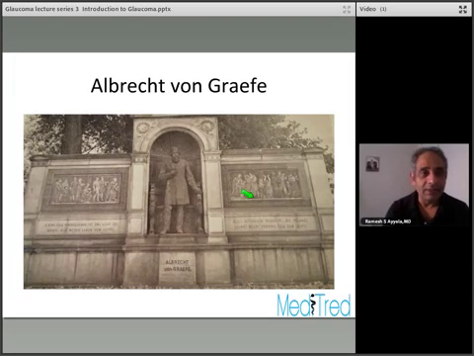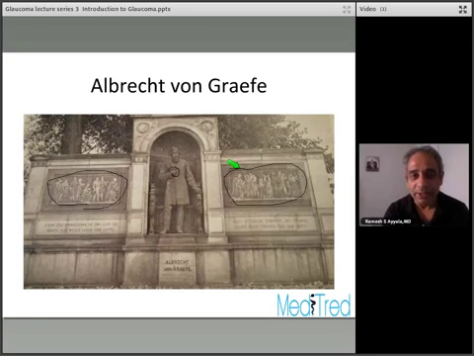Now, the interesting thing about the way this statue is built, you can see in his right hand he has the ophthalmoscope right there, and his left hand is resting on the chair, and on his right here are patients suffering with eye conditions, and on the left are patients who have undergone surgery by Von Graefe and have been relieved of their pain, and so they're rejoicing.